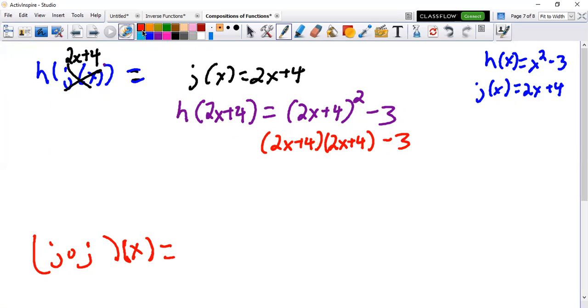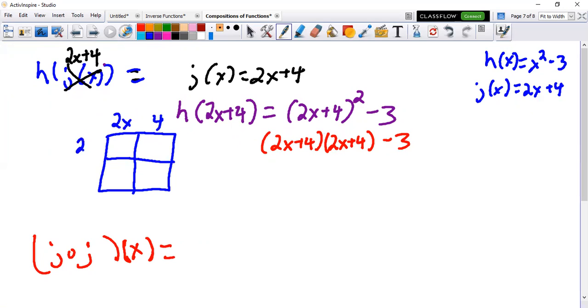I still got to multiply these first, so I'm going to multiply them. And again, it's 2 binomials. You can either use the FOIL method or the box method. As you guys know, I prefer the box method. So I've got 2x, 4, 2x, 4. I'm going to go through and multiply my boxes real quick. 2x times 2x is 4x squared. 2x times 4 is 8x. 4 times 2x is again 8x. 4 times 4 is 16.